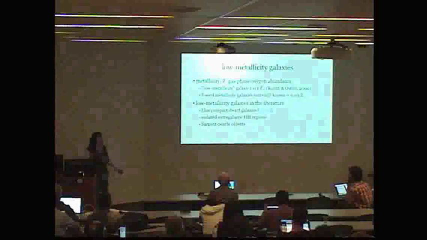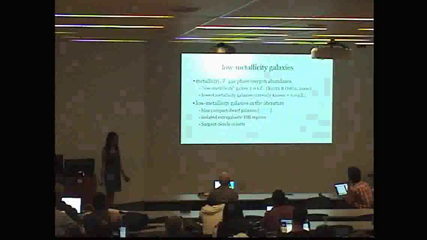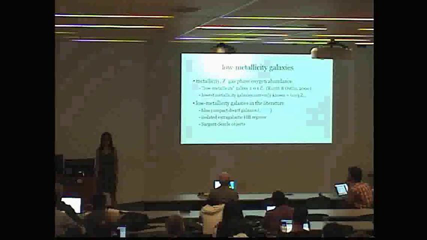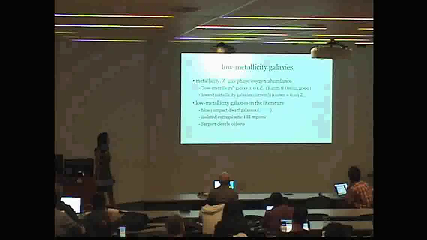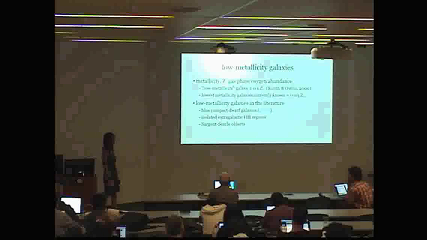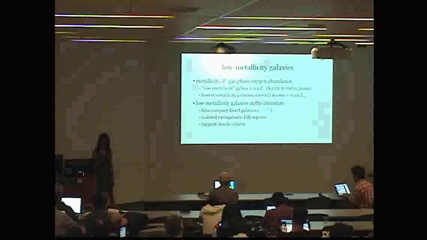So first, a bit about low metallicity galaxies. A galaxy is considered to be of low metallicity if its gas phase oxygen abundance is less than or equal to a tenth solar. And currently, some of the lowest metallicity galaxies known today have a metallicity of about 1/100th solar metallicity. And in the literature, these systems are known as blue compact dwarf galaxies, or BCDs, and historically as isolated extragalactic H2 regions, or Sargent-Sargent objects.